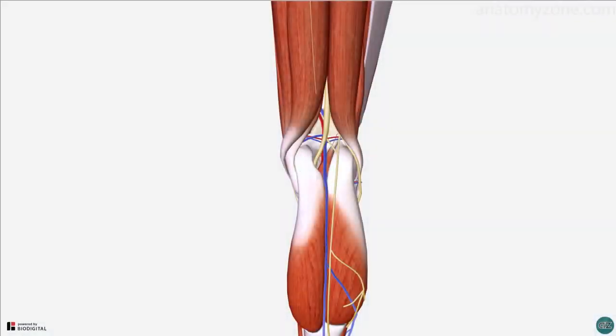The popliteal fossa is a diamond-shaped depression behind the knee. It forms an area of transition between the thigh and the leg, through which arteries, veins and nerves pass. I'll first talk about the boundaries and then the contents of the popliteal fossa.